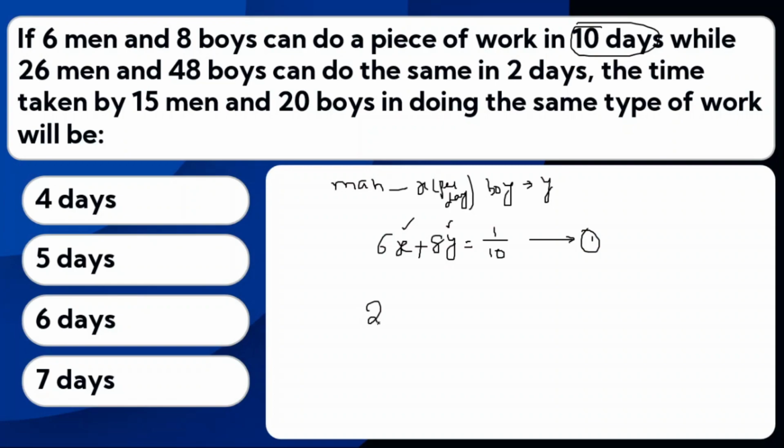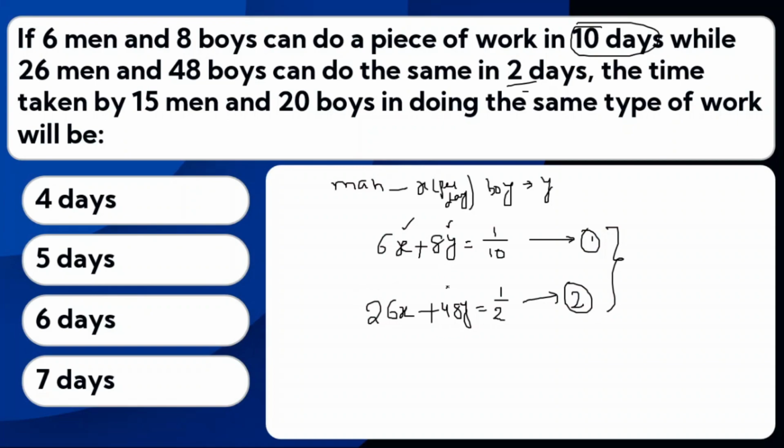And 26 men and 48 boys can complete the work in 2 days. So per day they can complete half of the work, 1 by 2. This is equation number 2. Just simplify these two equations, you will get the answer easily.